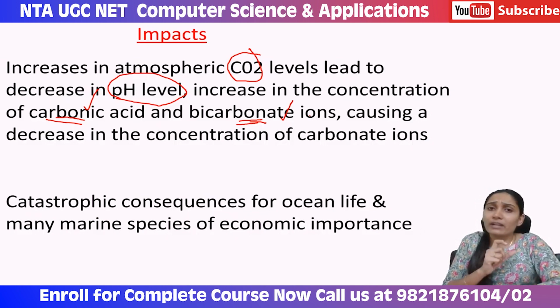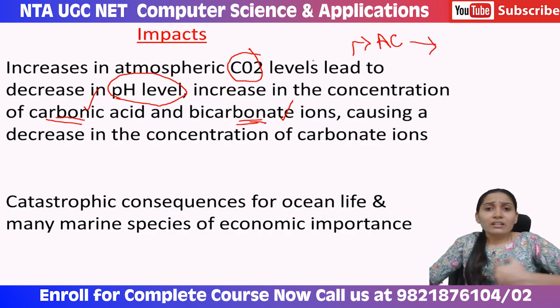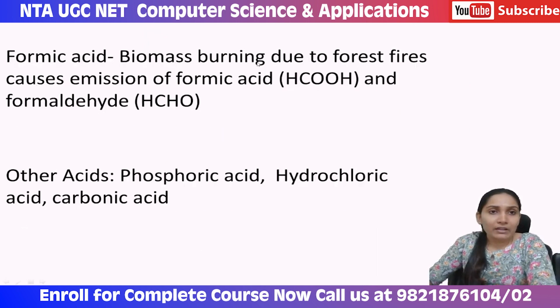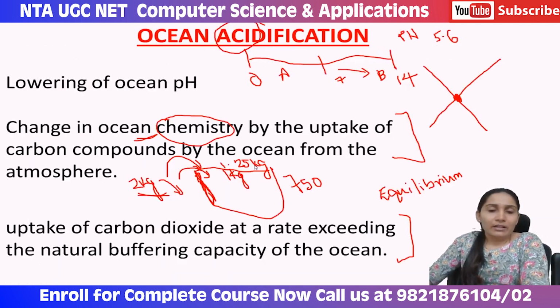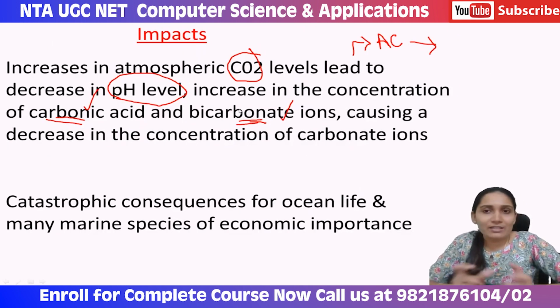Now, how does this pH level decrease? This is because of acidification. Acidification means an increase in the concentration of carbonic acid and bicarbonate ions. This is important because in case of acid rain, we saw that the chemicals or the acids were different. If you simply recap, we will see that there the acids are mostly formic acid, then phosphoric acid, hydrochloric acid and carbonic acid. Now, when we come to ocean acidification, it is mainly the carbonic acid. You can just remember it like this.